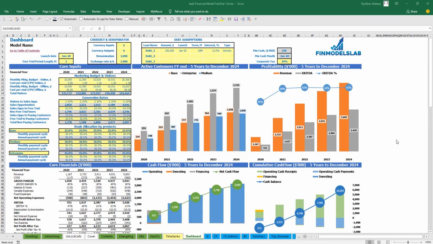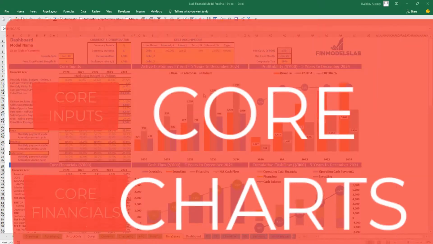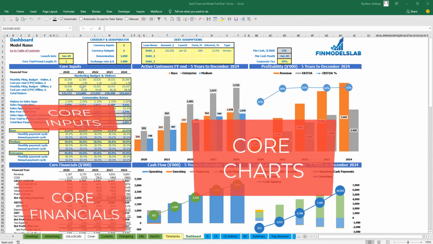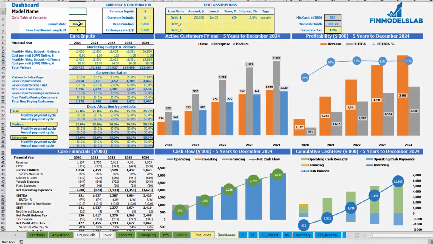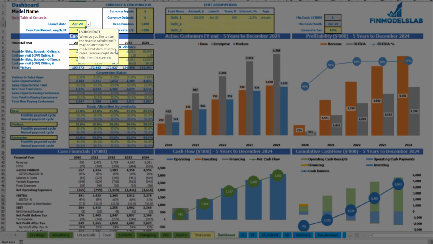On the Dashboard tab, you can input your main drivers for the model, which is the core input section, see the core financials and core charts related to the model. So let's begin setup of the model from the launch date, which can be, for example, April. You may see the notes in each yellow cell when you select it. It will help you to understand what information or what assumptions you are going to input here.